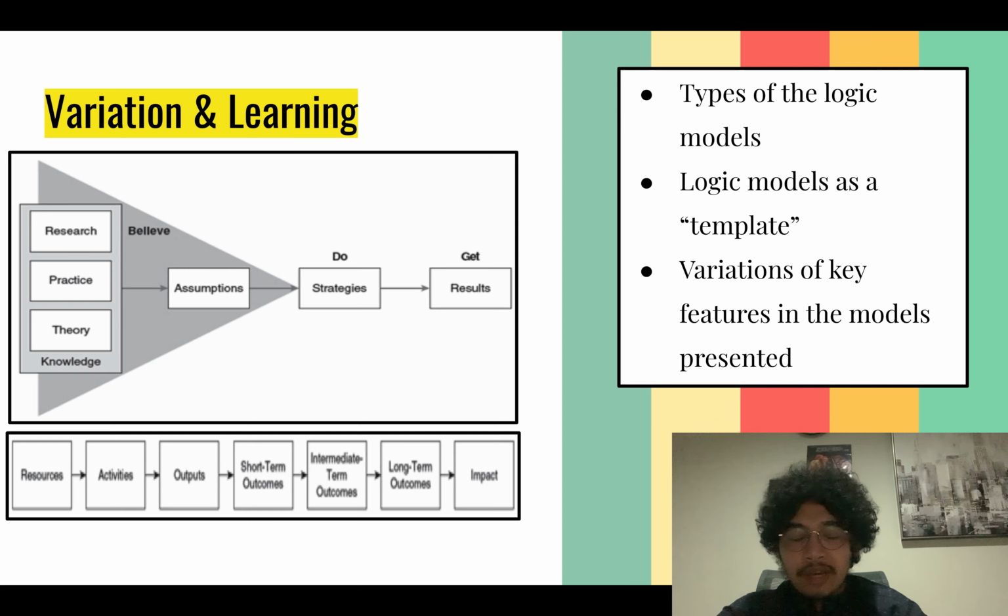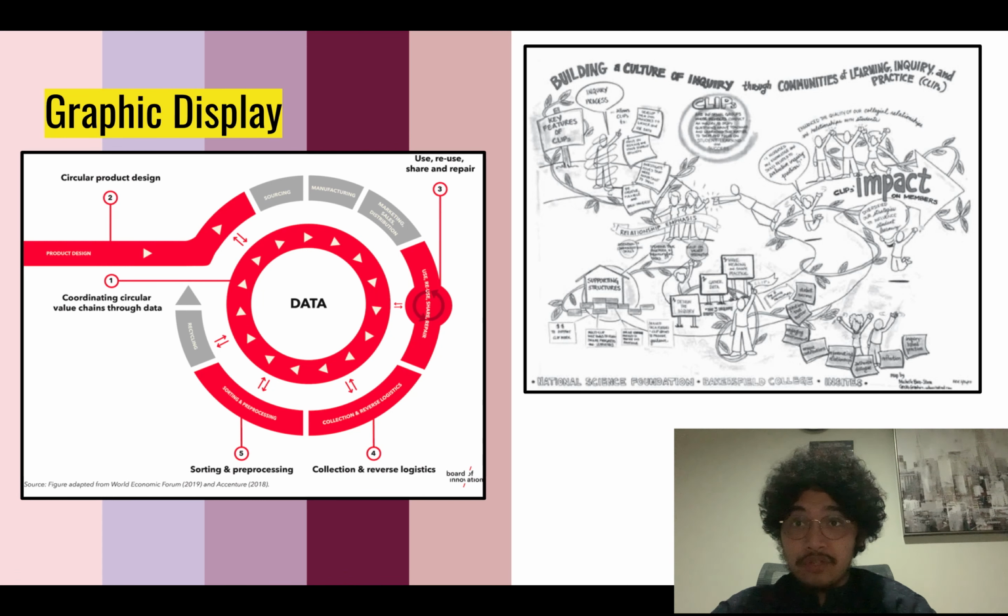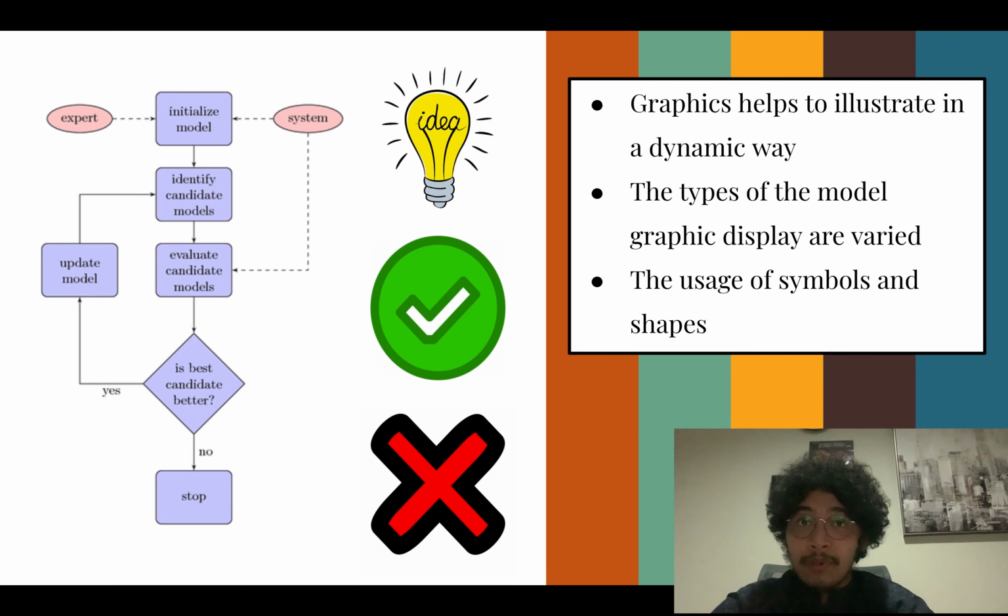As you may know, there are many variations of models that are used by groups or individuals. And you may not know yet, but there are some key features that you need to know before making a logic model. Now let's move on to discuss the key features of the models. First, the key feature is graphic display. There are various types of graphic display models, and as you can see on the screen, on the left is an example of a circular model, and the right one is an example of a pictorial image kind of model. Next, this is an example of a flowchart model. Which one of the three do you think is the most interesting?